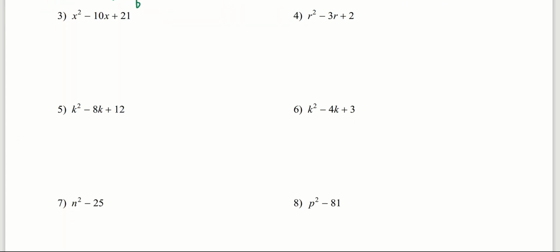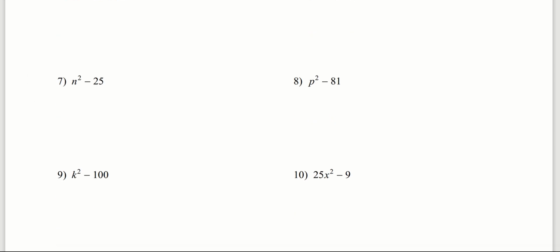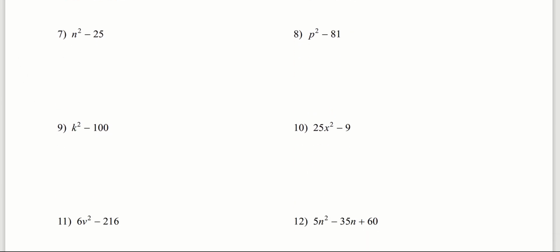I want to skip down to number 7 because we have another type of problem that we've seen that's very similar. But this one is missing a term that's in the middle. There's nothing that says n in the middle here. And so how I would do this is same kind of idea. I would set up the 2x2 box. I would still place the squared term in the top left, the number in the bottom right.